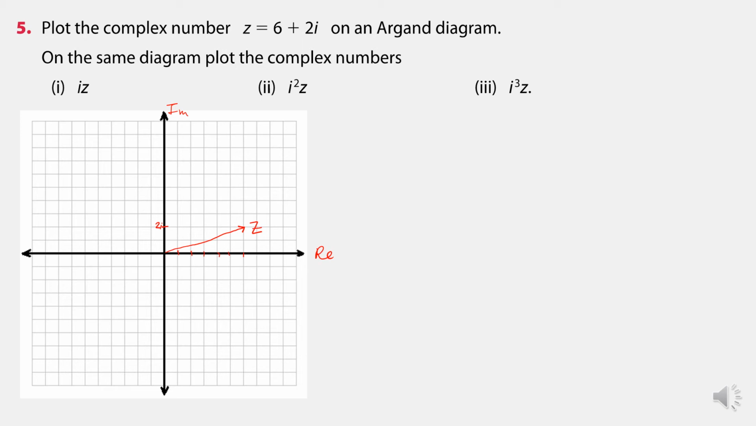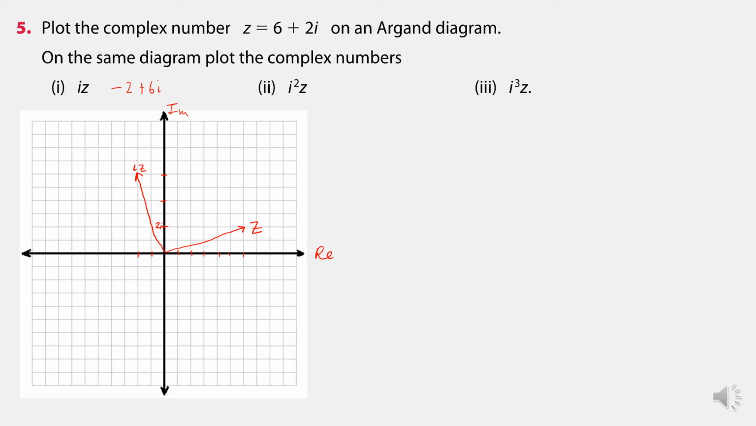Now we can actually do this without calculating each time. If you remember the previous one, we rotated by 90 degrees, which means the 2 and the 6 will interchange. If we keep the scales the same on both axes, iz will be here. It'll be back 2 units and up 6. So iz, reading off my graph, will be minus 2 plus 6i. You can verify that by doing the multiplication if you wish.